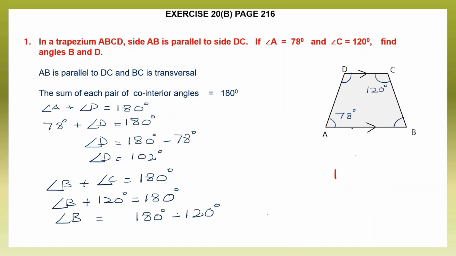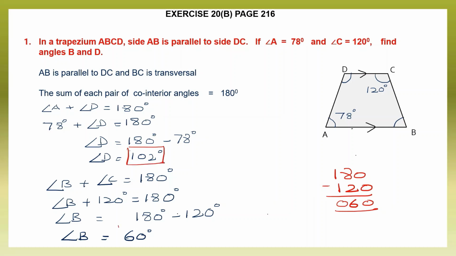So let's subtract that, 180 minus 120. So 0, 8 minus 2 is 6 and then 0. So we have 60 degrees. So angle B is equal to 60 degrees. So we have found the value of angle D to be 102 degrees and the value of B to be 60 degrees.